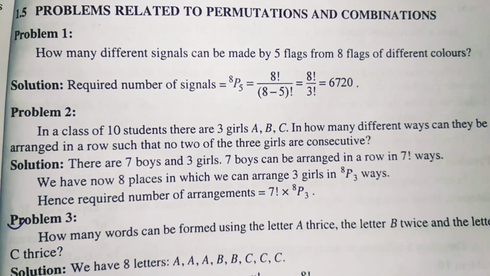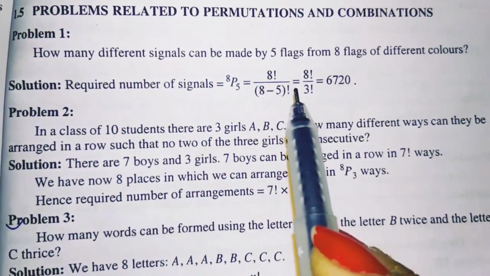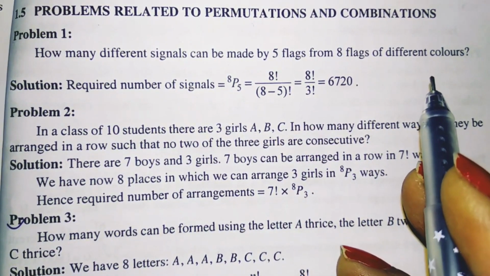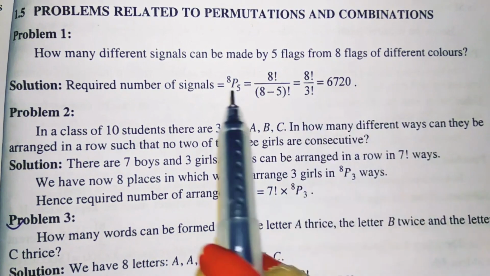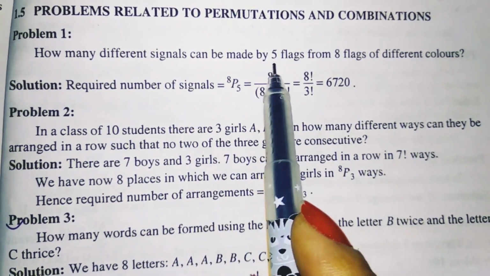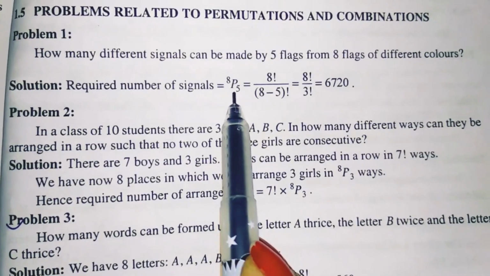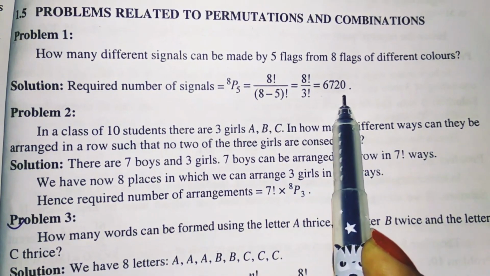Now those are the problems related to permutation and combination. The first problem is: how many different signals can be made by 5 flags from 8 flags of different colors? There are a total of 8 different flags of different colors, and among them we want to make a signal of 5 flags. So it is very obvious: it can be 8P5. This is the arrangement, and its value is this one.